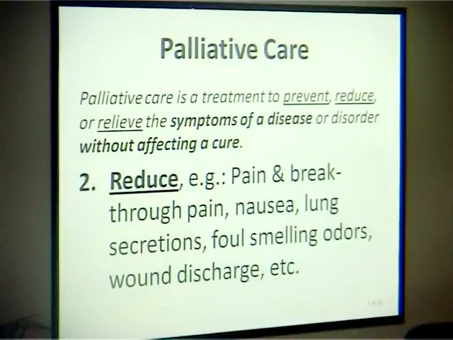Wound discharge, how to reduce wound discharge. There may be a lot of discharge coming up. Well, good old rice powder or talcum powder can reduce the amount of discharge. So simple things you can use.